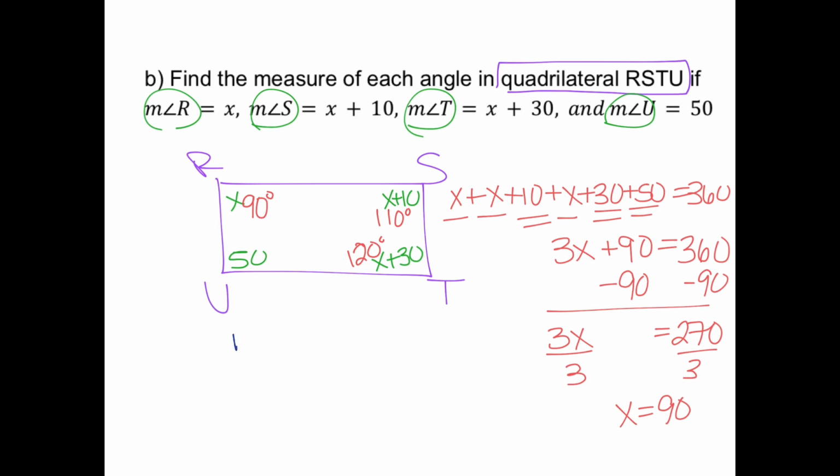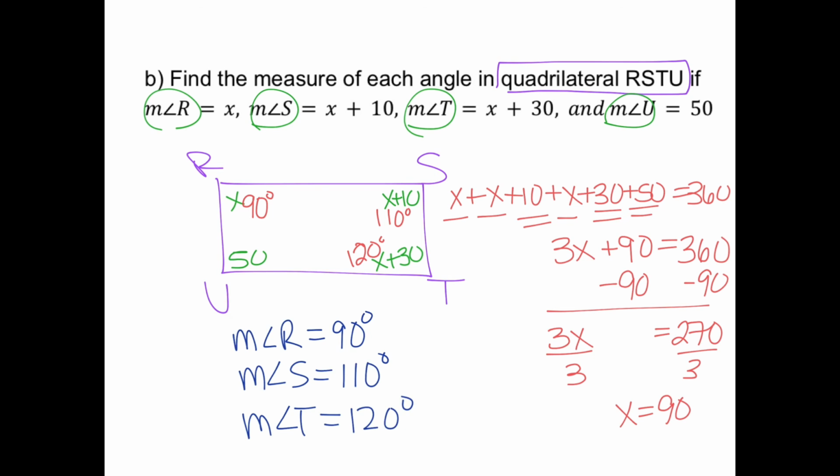Your other option would be to write it all out. The measure of angle R equals 90 degrees. The measure of angle S equals 110 degrees. And the measure of angle T is equal to 120 degrees.